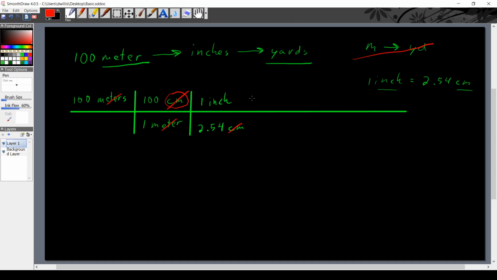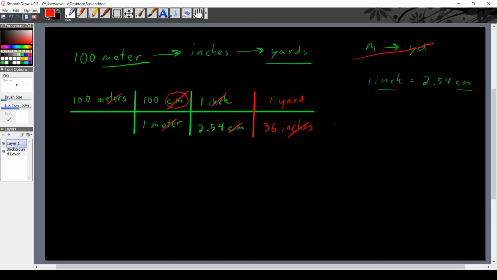And I know that there are 36 inches in a yard. So I will once again put 36 inches on the bottom so that my inches will divide away, and that is going to be equal to 1 yard. Okay, I'm just going to do a little erasing there, shorten that up. And so now we are ready to do our multiplication and do our math.